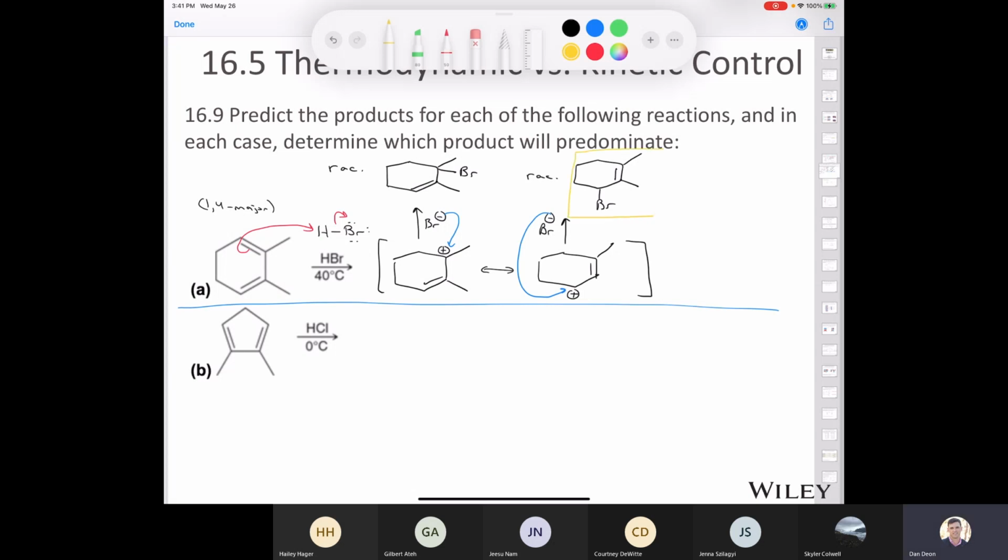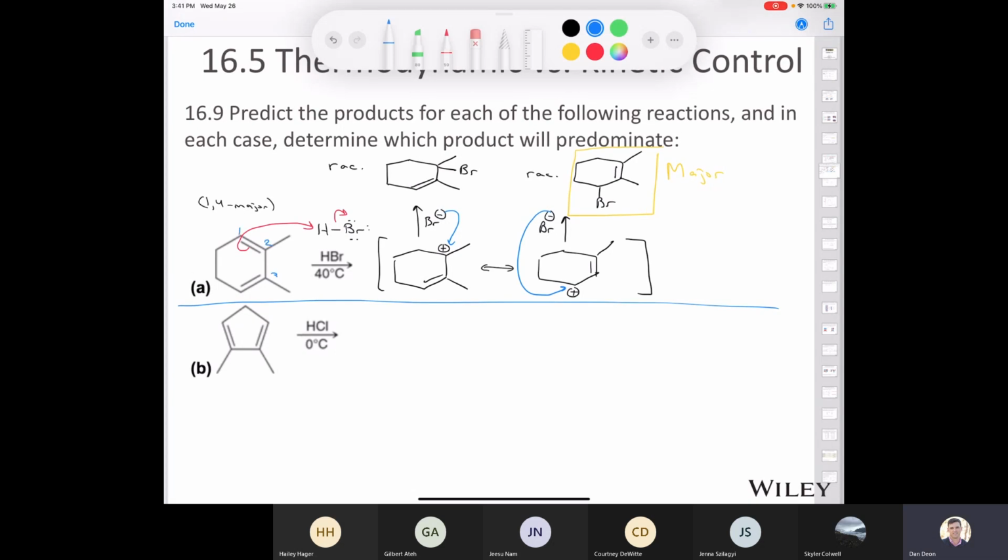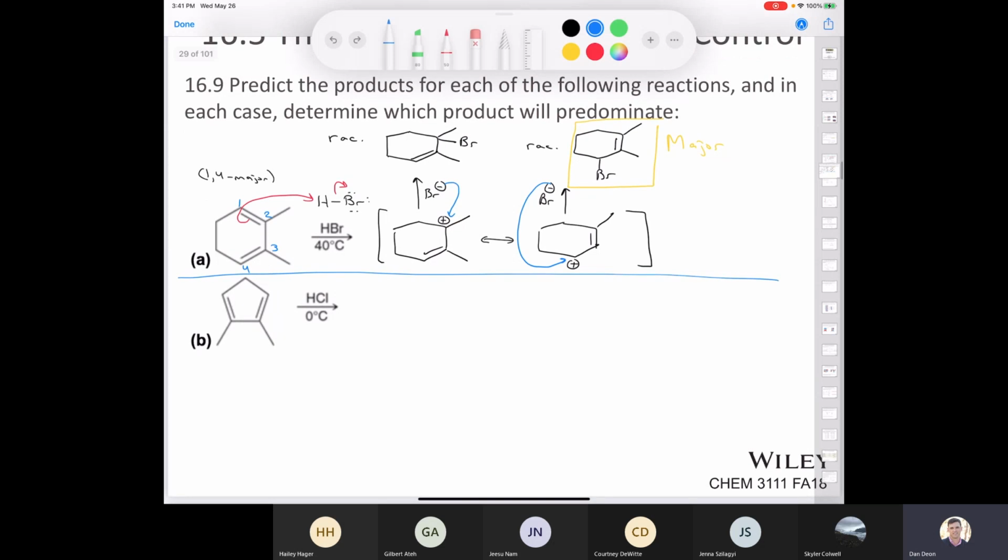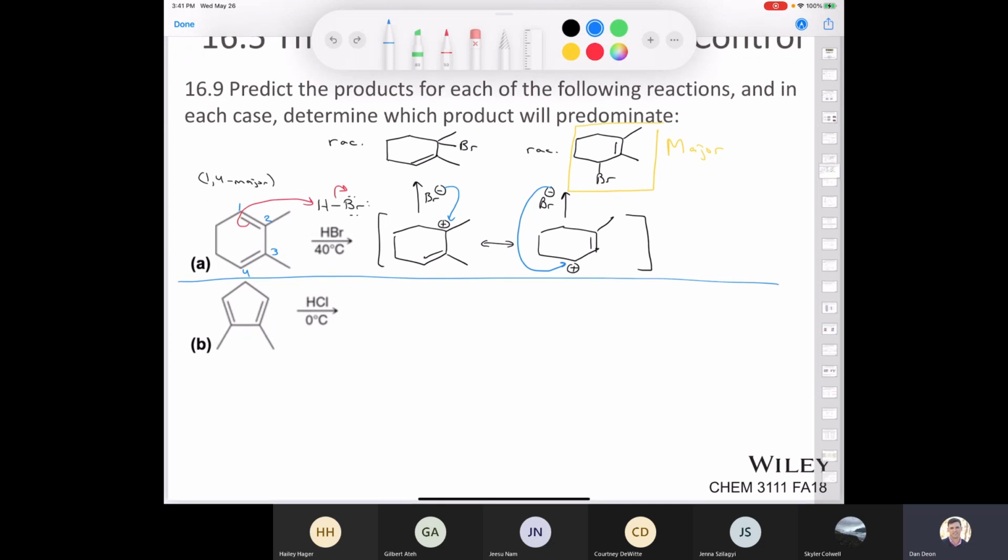This is the 1,4 adduct. So this is the major product. Why? Because if you count the carbons in the molecule, 1, 2, 3, 4. Here we have the proton added at carbon 1 and the bromine added at carbon 4. So this is the major product. All right, give me a thumbs up if you got that one. Or if you have a question, stop me. All right, good. Okay, great.